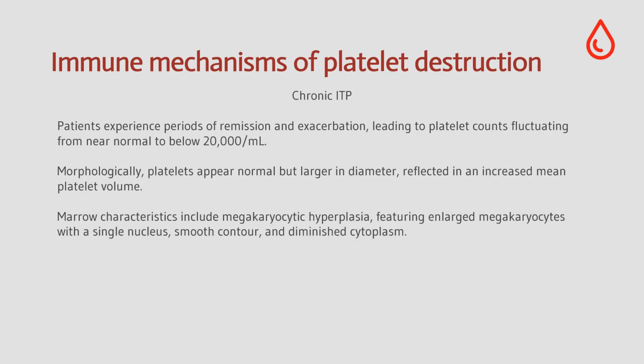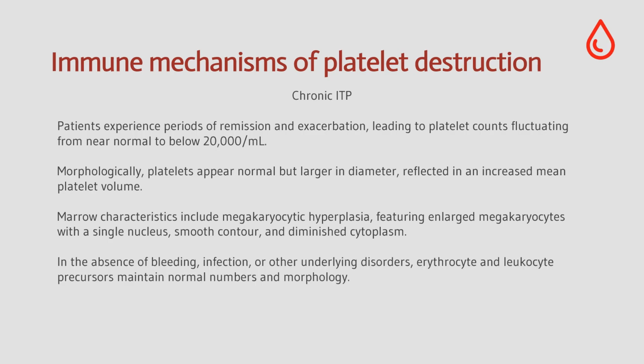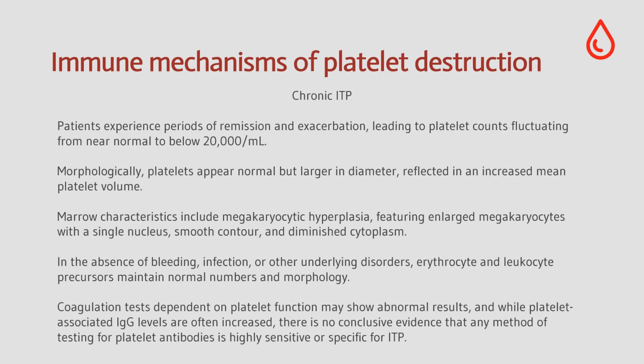Marrow characteristics include megakaryocytic hyperplasia, featuring enlarged megakaryocytes with a single nucleus, smooth contour, and diminished cytoplasm. In the absence of bleeding, infection, or other underlying disorders, erythrocyte and leukocyte precursors maintain normal numbers and morphology. Coagulation tests dependent on platelet function may show abnormal results, and while platelet-associated IgG levels are often increased, there is no conclusive evidence that any method of testing for platelet antibodies is highly sensitive or specific for ITP.